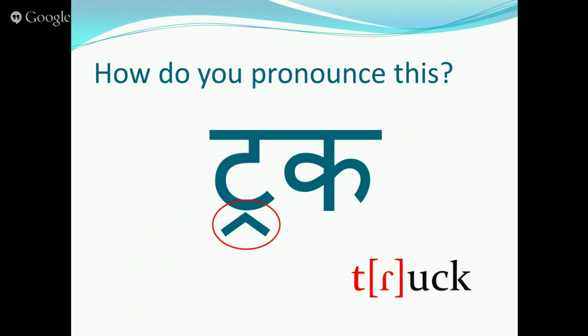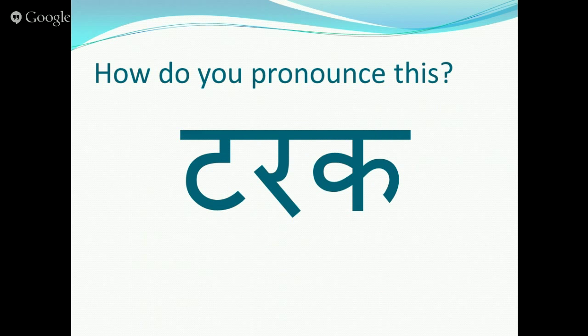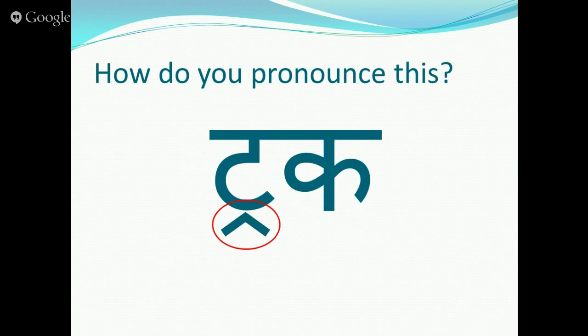Now for these, I actually find it a little bit easier to pronounce these with my tongue in the English T position. It is easier to roll the R if your tongue is on the bump, like in the English T. Truck, truck. You may find it similar. So this is truck, and this is truck.